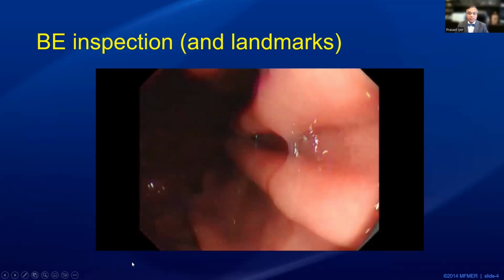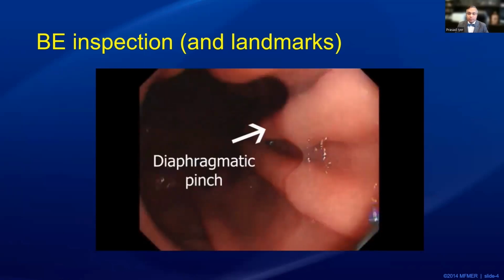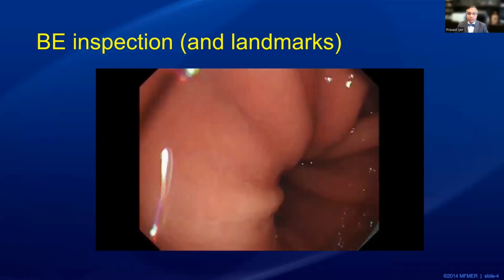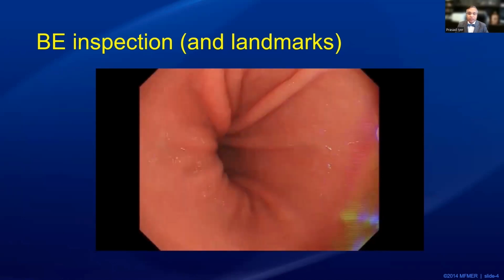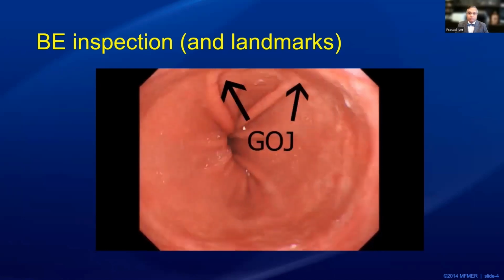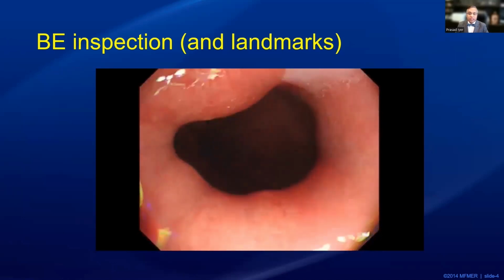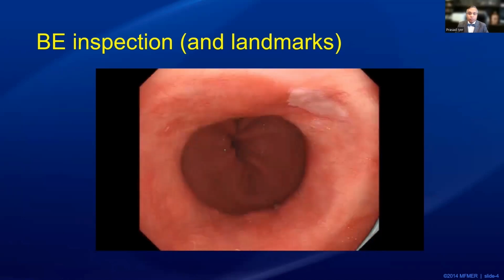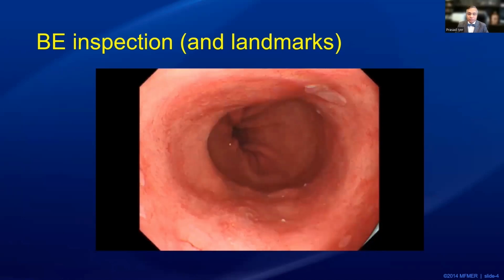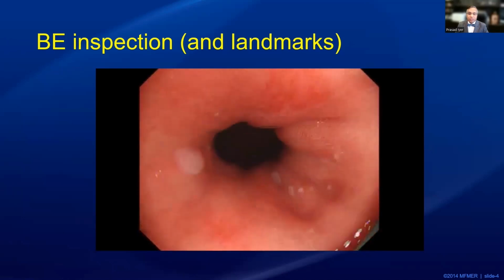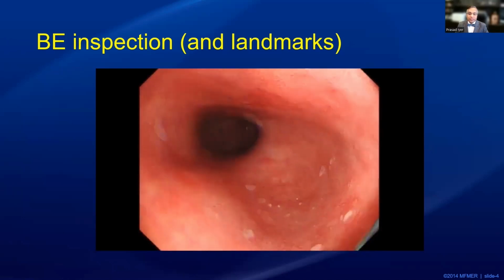And again, as you can see, we are making a pullback from the proximal stomach into the esophagus. We are defining the diaphragmatic hiatus, which is our lowermost landmark, followed by the gastroesophageal junction, which we typically define as the top of the gastric folds. And then we move proximally, pulling back. And as you can see, the mucosa has been cleaned.